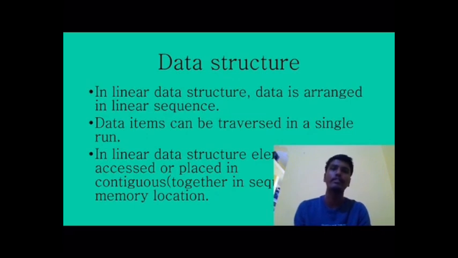structure in which the data is stored in a place that can be understood by the developers as well as the user who is going to use the data next. There are two types of data structures: linear data structure and non-linear data structure. In linear data structure, the data is arranged in a linear sequence, and the data items can be accessed through traversing in a single run. The linear data structure elements are accessed or placed in contiguous memory locations, together in sequence.